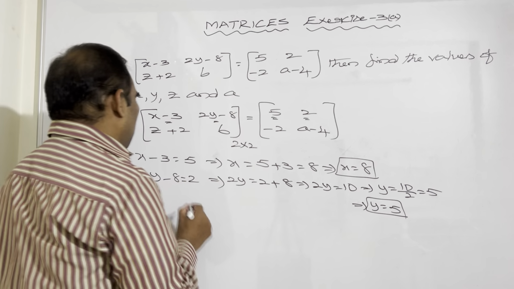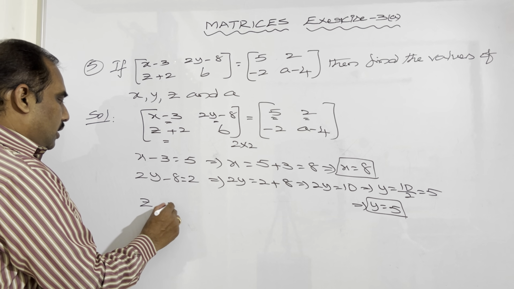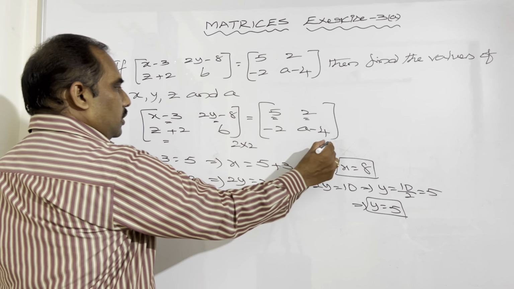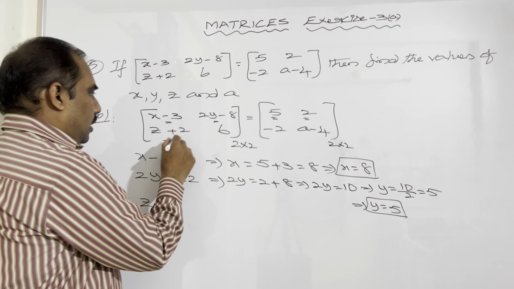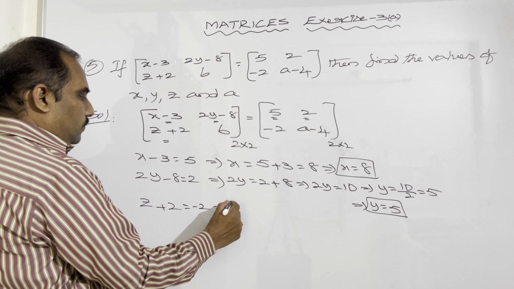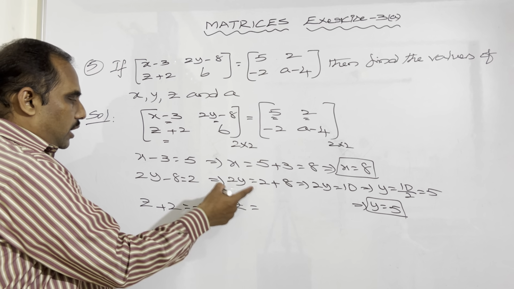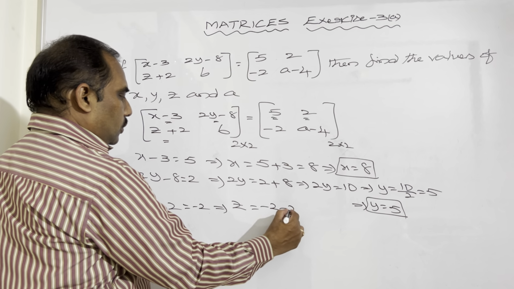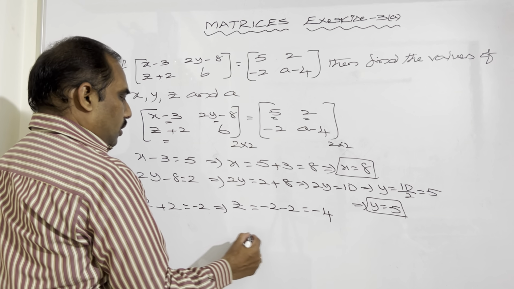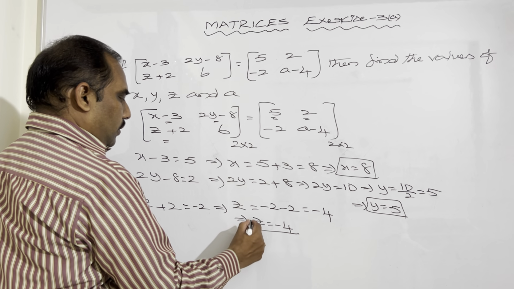Similarly, the next corresponding element in the first matrix is z plus 2. Both the matrix orders are the same here. So z plus 2 is equal to minus 2, and from this, to find the value of z, z is equal to minus 2 minus 2, which is equal to minus 4. So that implies z is equal to minus 4.